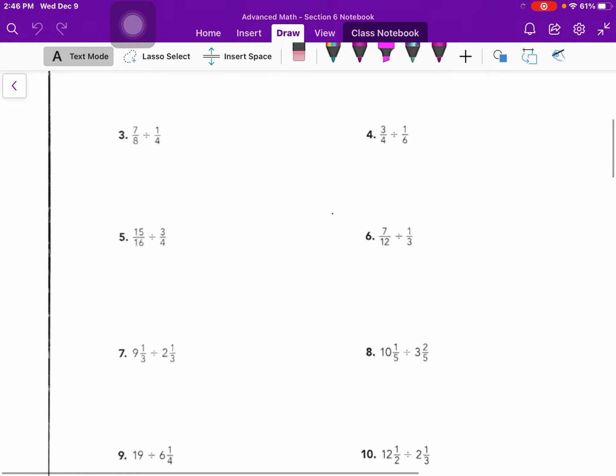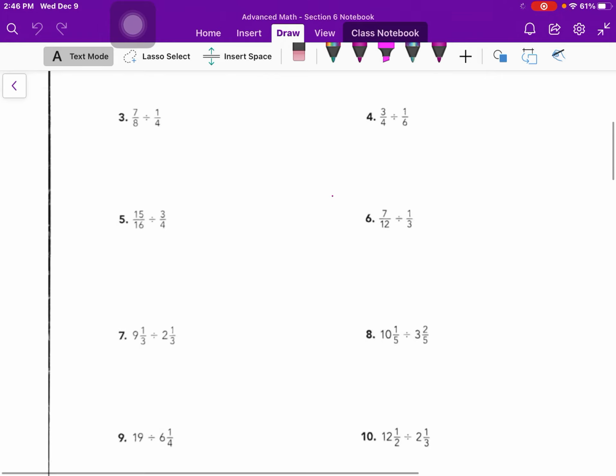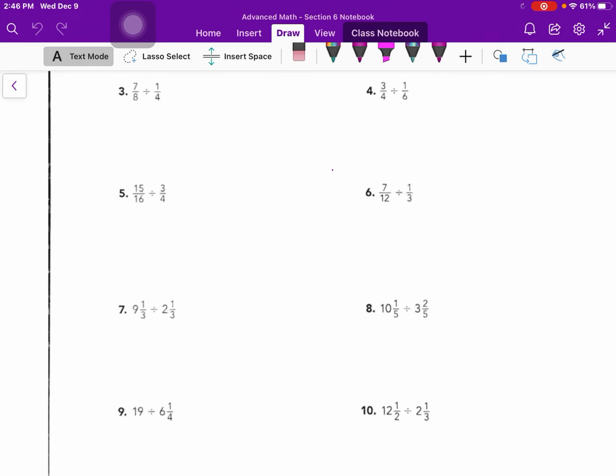I told you I would get a video out to you. So I'm going to start here with number 5. Remember our keep, change, flip. We rewrite the fraction. We keep the first one. We change the sign. And then we find the reciprocal, or we flip the second fraction. So it becomes 4/3. From here, it's just a multiplication problem.